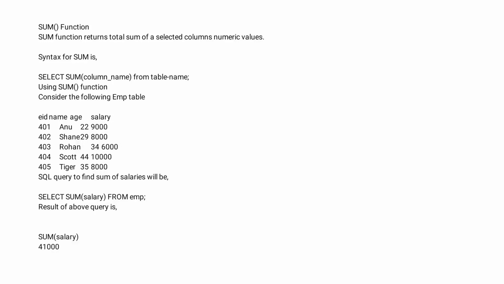So the salary is 9,000, 8,000, 6,000 plus 10,000 plus 8,000. So the total sum is 41,000.